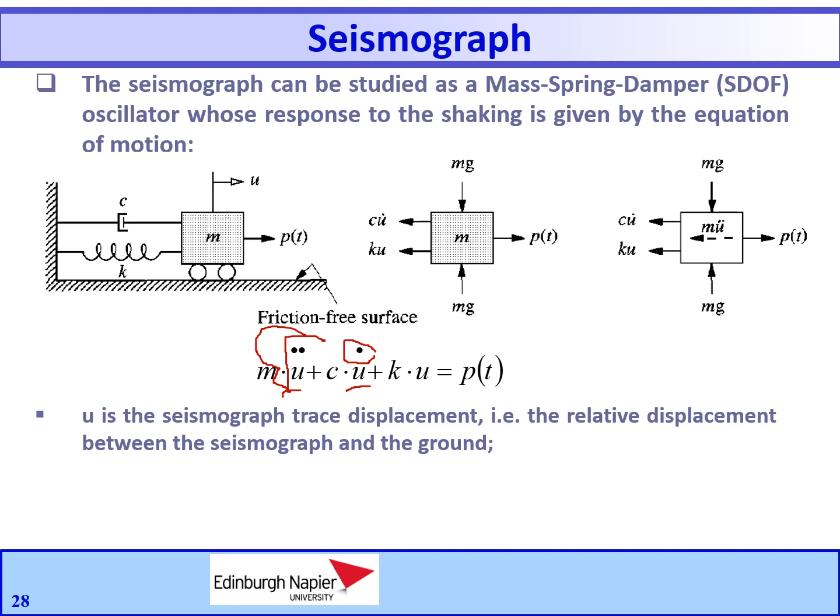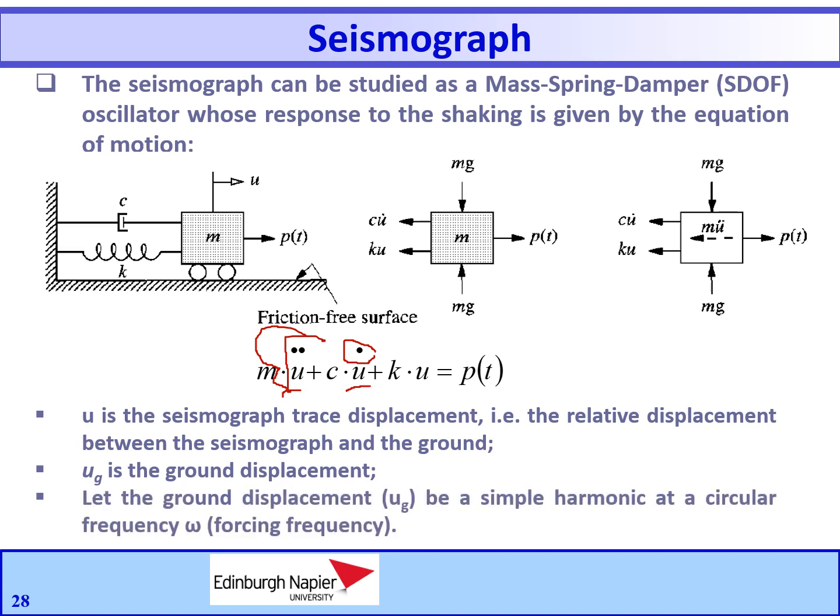u is the seismograph trace displacement, the relative displacement between the seismograph and the ground. u_g is the ground displacement, and let's let the ground displacement be a simple harmonic at a circular frequency omega, which is the forcing frequency, and see how this equation gets transformed.